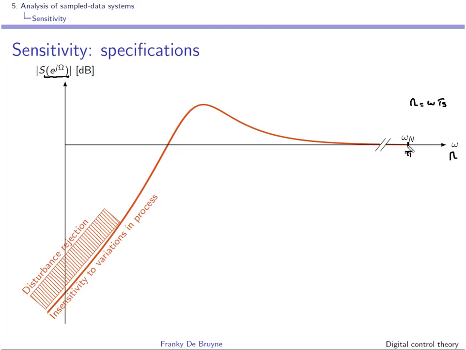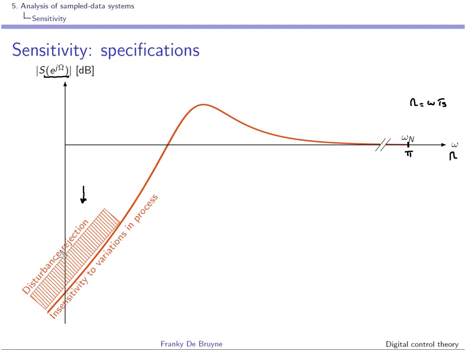So if you have pi over here, the analog frequency is pi over Ts, so that's the Nyquist frequency. What is usually done as far as the sensitivity function is concerned is that in the low frequency region you tend to push here so that it becomes as small as possible in the low frequency region. And as we have said, this will be positive as far as disturbance rejection is concerned.